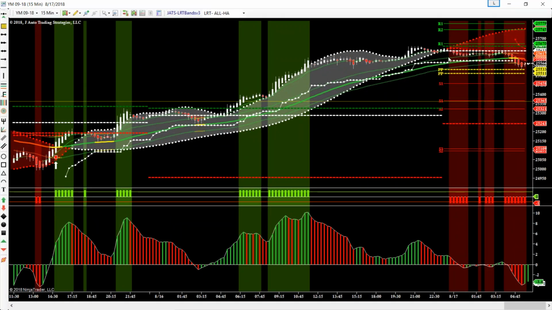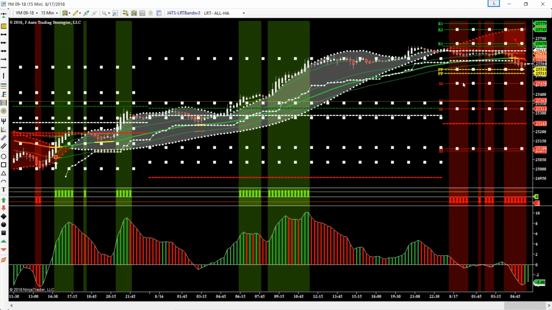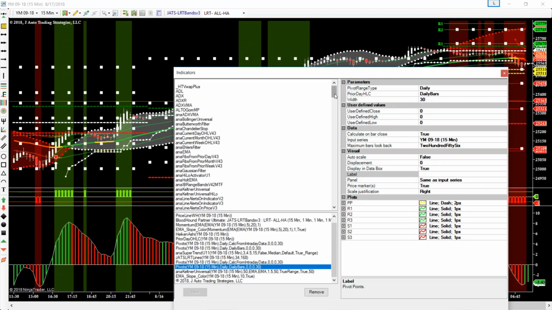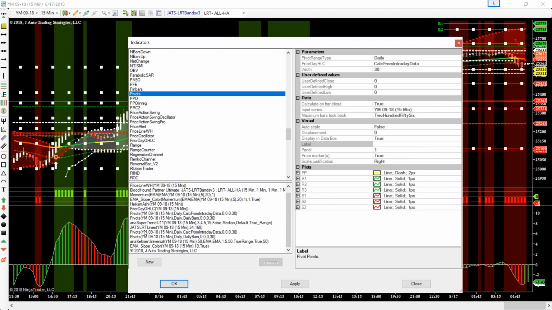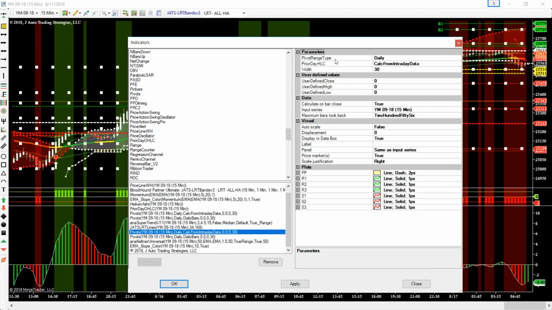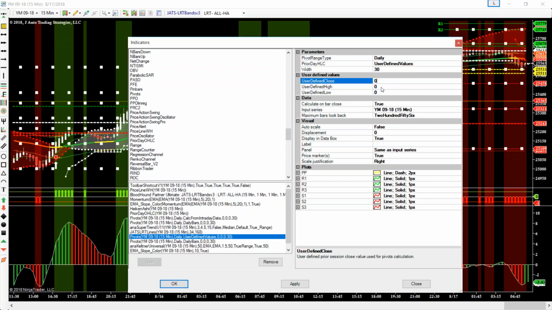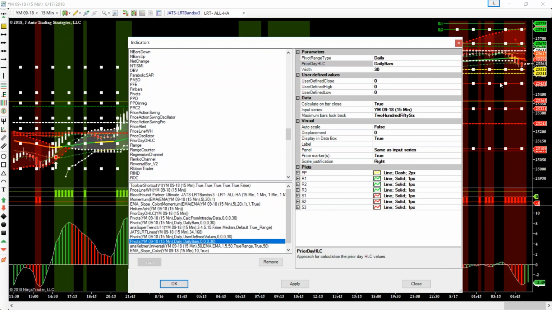As you see, I have two pivot points here, S1s spread apart. The first thing to note is that this is a NinjaTrader indicator, and it comes standard with NinjaTrader under P for pivots right there. In the parameters under the prior day high-low close, you get to choose whether you want it from intraday data, daily bars, or user-defined values, and then you can put your own close, high, low. That's good for people like in Australia. I have customers who can put their own special session times in.